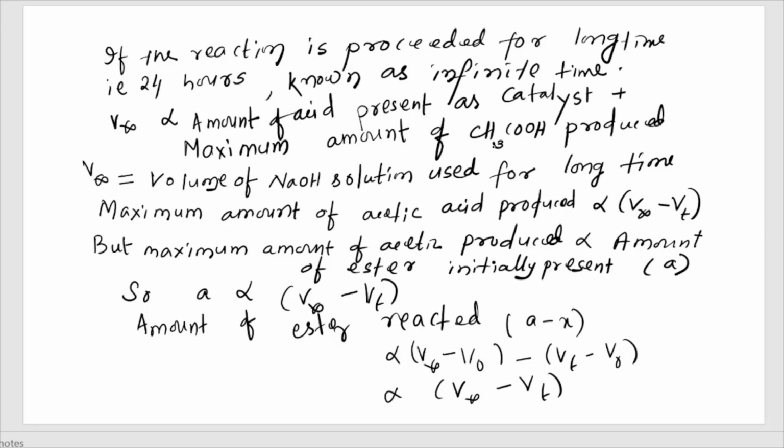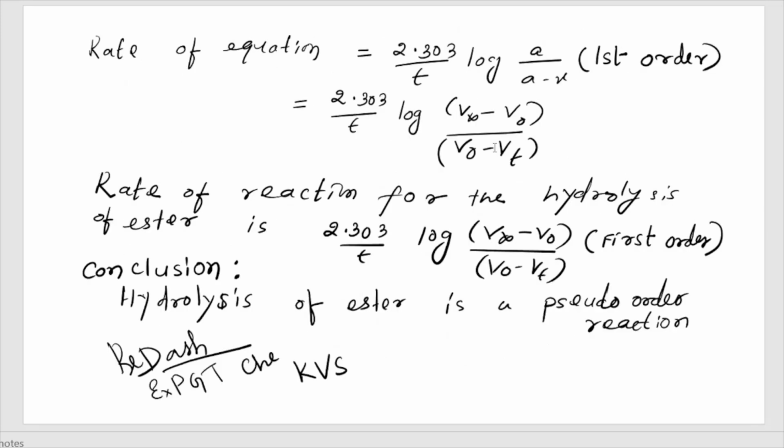So what is the formula then? The formula for the ester reactant: initially it is a, and the amount of ester reactant is a minus x. Here a minus x comes to V infinity minus Vt. Vt means at a particular time t, V infinity means after a long time of proceeding. So what is the equation? Here k equals 2.303 by t, there is no problem, log a by a minus x.